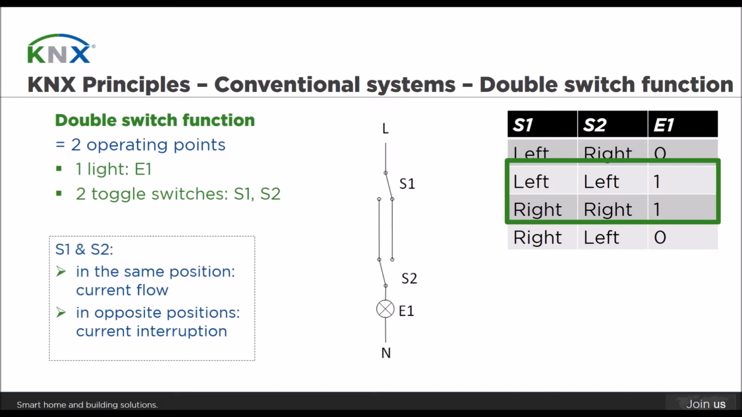The lamp will be switched on if S1 and S2 are in the same position. If both switches are either both left or both right, then the lamp will be switched on. In the other case, when S1 and S2 are in opposite positions, then the lamp will be switched off.